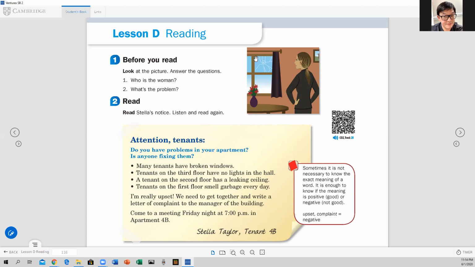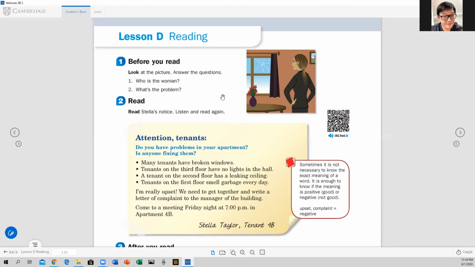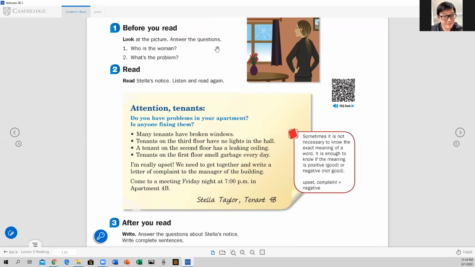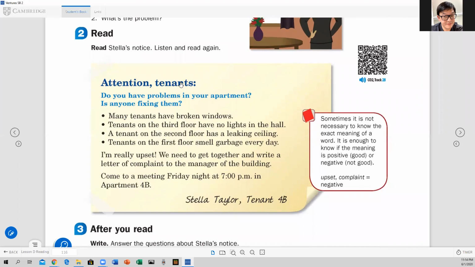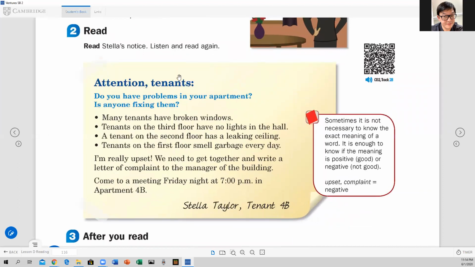What I'm gonna do is I'm gonna read here, and then I'm gonna play the audio, and then we're gonna move on. But let me read first, okay?